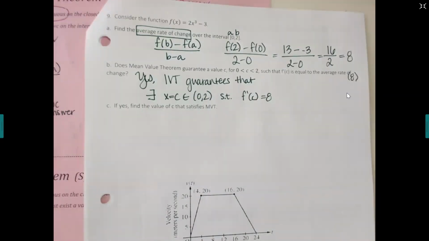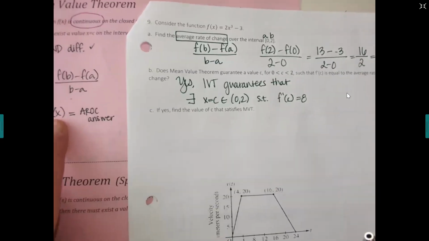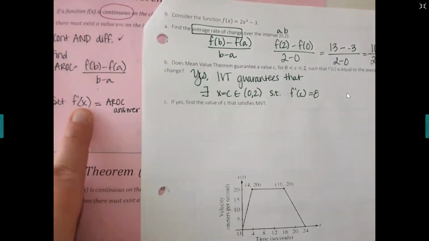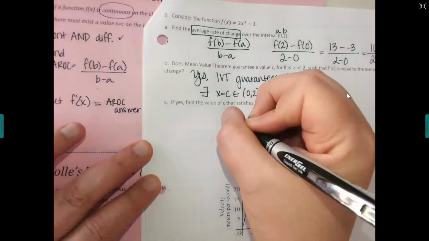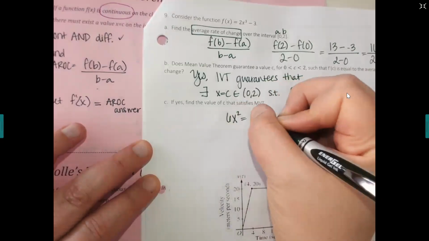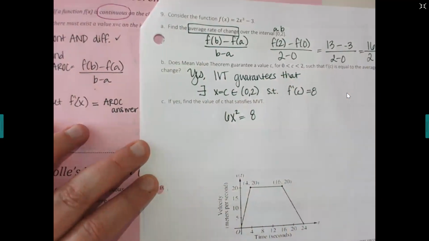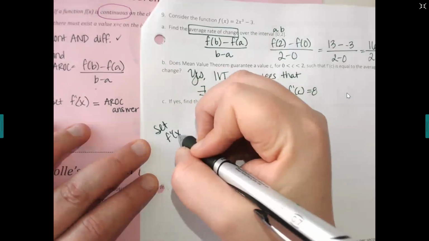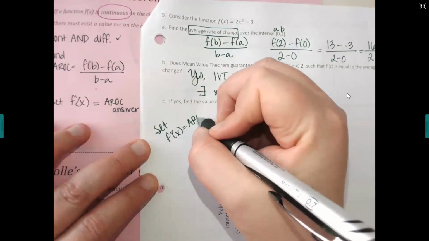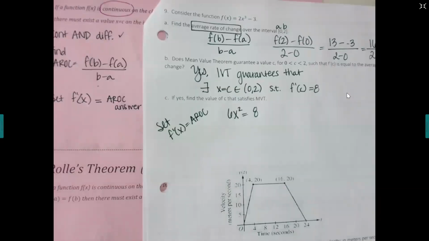Then you're just going to follow step 3, which is to take the derivative and then set it equal to the number that you want. So what is the derivative of that equation? And then we're going to set it equal to 8. Okay, 6x squared equals 8. So in this step, we're setting f prime of x equal to the answer that we got before.